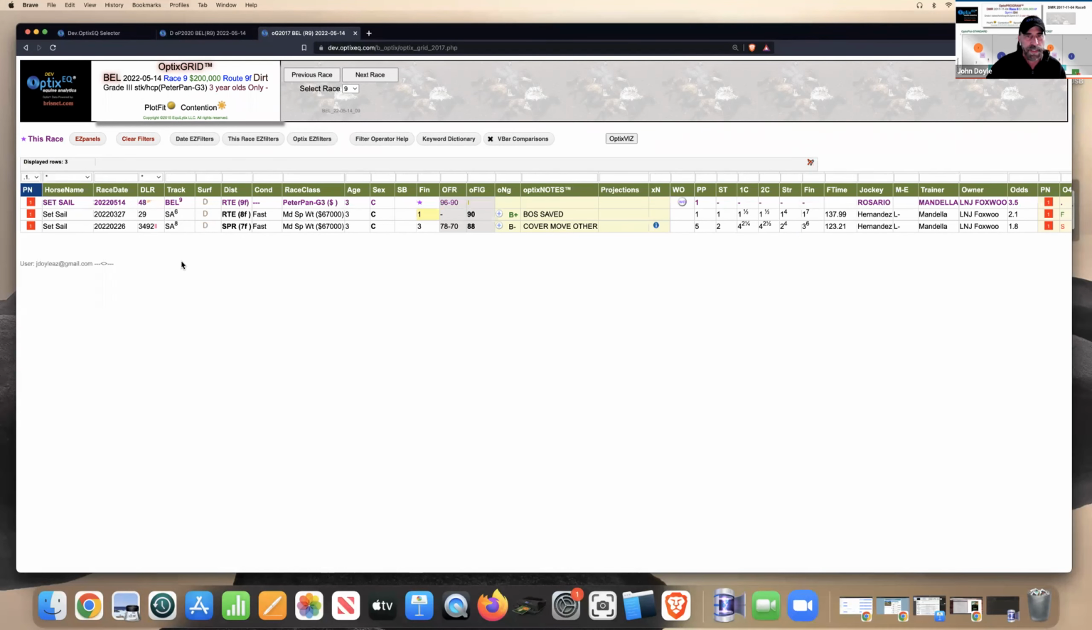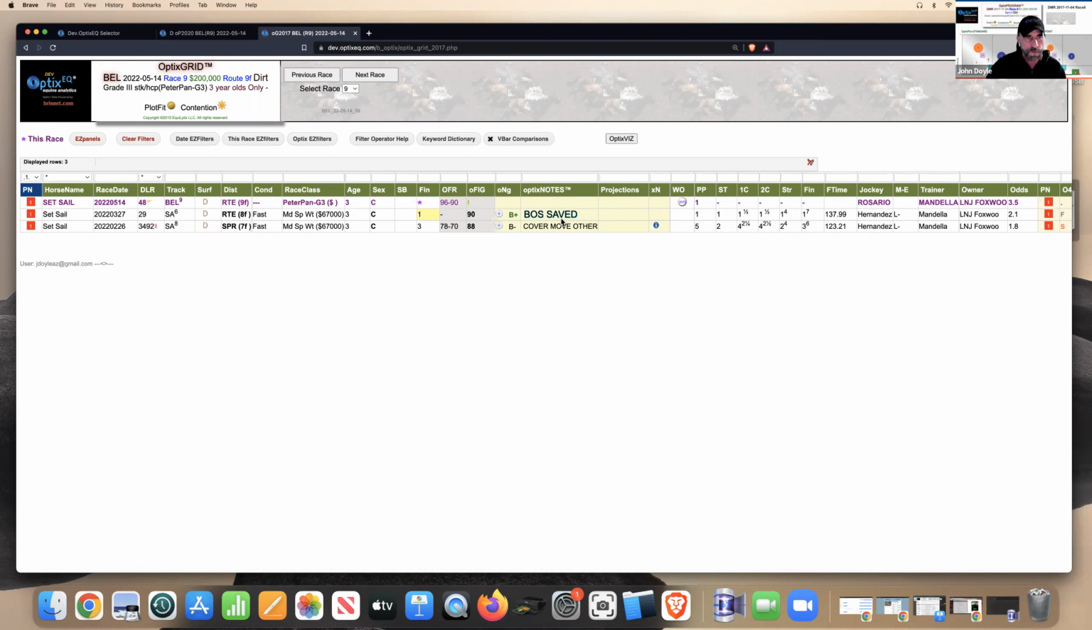Let's look at Set Sail. Now, look at the trainer on this horse, Richard Mandella. Richard Mandella does not put horses in races that he doesn't think could win. It's just the way he is. This horse ran a huge B+ out of his maiden win. So maybe Mandella thinks he has something here, and he could be speed of the speed in this race.